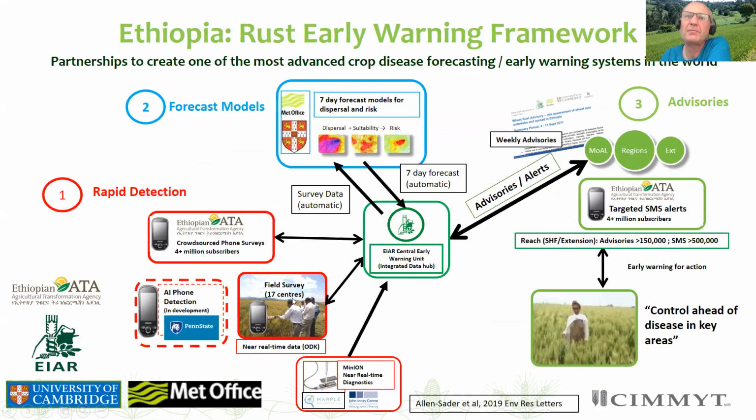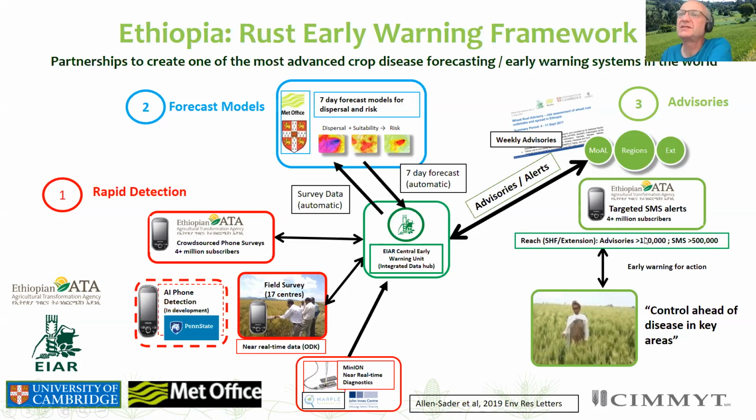We're using apps on mobile phones for surveys. We're also doing crowd sourcing using phone surveys to extension agents. We've been able to automatically harvest the data straight into the forecast model pipeline that's been run by Cambridge and the UK Met Office, and every day getting a 7-day forecast of dispersal and also risk. Information's going out to partners in weekly advisories, but we also have the ability to send out targeted SMS alerts. And this system is now reaching hundreds of thousands of smallholders.